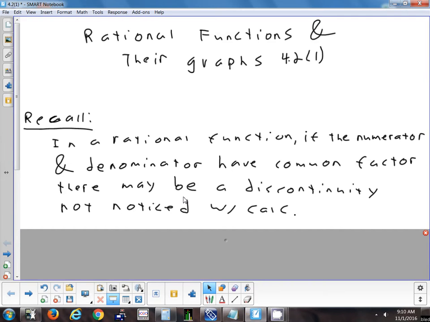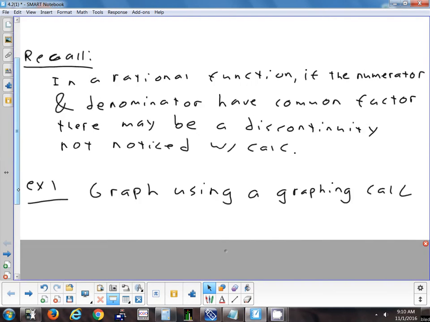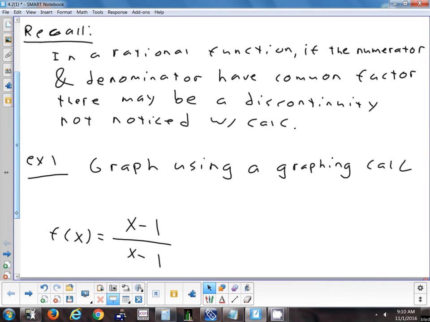Okay, so just a reminder, something I've mentioned a couple times, and John mentioned it earlier. If you have a rational function and you have a common factor in the top and in the bottom, you don't have an asymptote. What you end up with is a hole in the graph. And the problem with that is if you're graphing and you're just trusting the calculator, it wouldn't show you the hole. Okay, so I'll graph something like an example 1 so you can see what that looks like again.